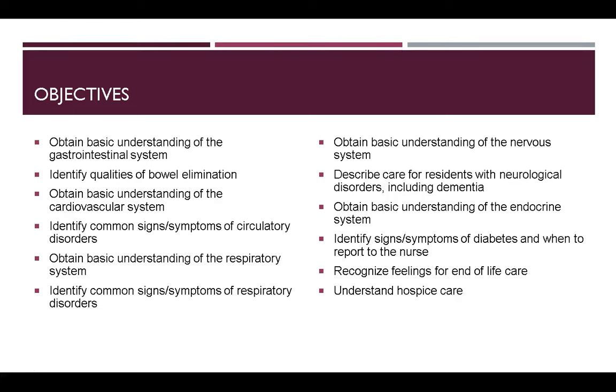Obtain basic understanding of the nervous system. Describe care for residents with neurological disorders, including dementia. Obtain basic understanding of the endocrine system. Identify signs or symptoms of diabetes and when to report to the nurse, recognize feelings for end-of-life care, and understanding hospice care.